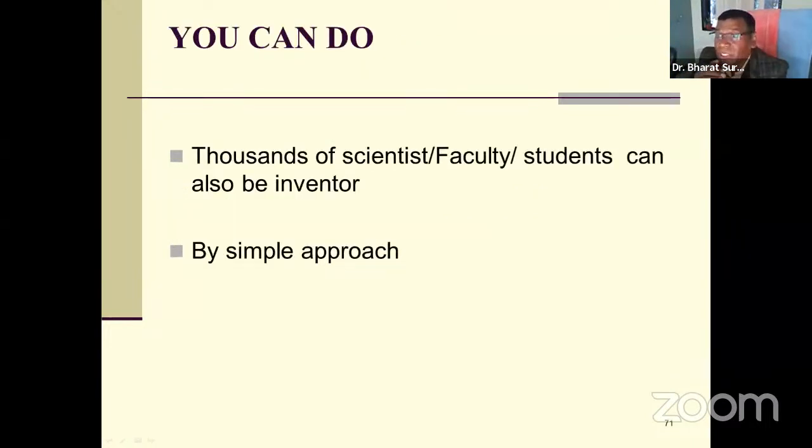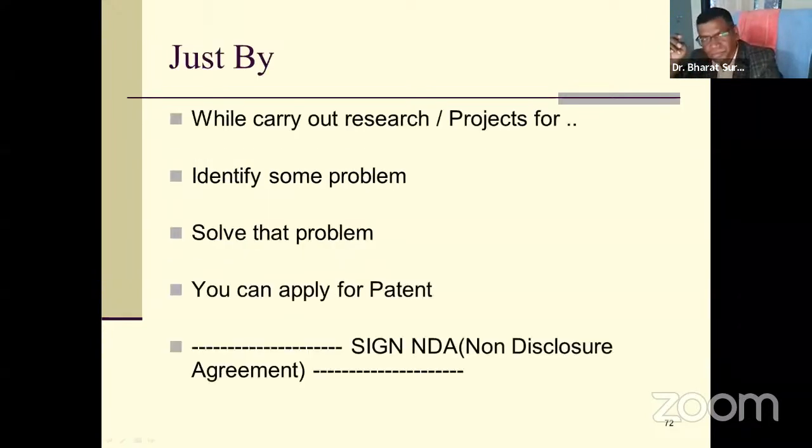Now, as I told you, you may be scientists. Many inventions you might have done. Faculty, students, but you are not an inventor. Inventor means the person who is doing something new, filing a patent and getting a reward on that. So they are called an inventor. You may be a doctorate, awarded many PhDs, but you may not be an inventor. So if you want to be an inventor, by a simple approach you can. No science is required. No arts. Anyone can do the invention.